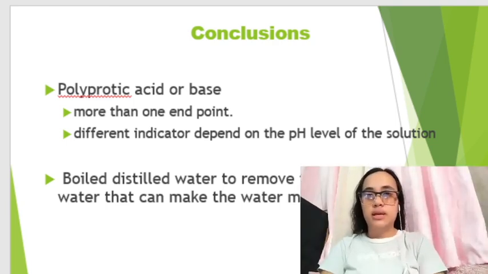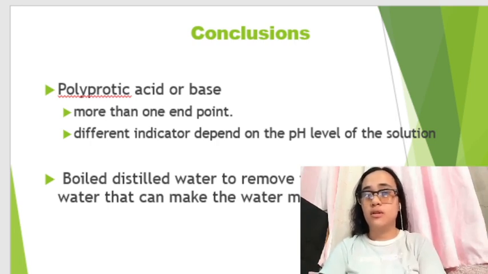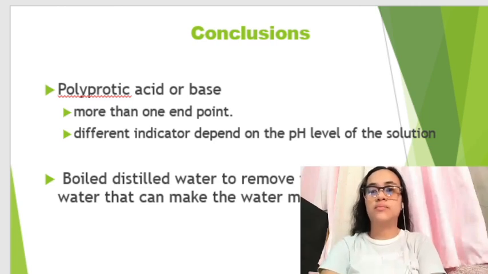A polyprotic acid or base has more than one endpoint and therefore needs to be titrated more than once, depending on the pH level of the solution. The distilled water used for dissolving the carbonate mixture was boiled to remove CO2 present in the water that can make the water more acidic. That's all for our presentation. Thank you.